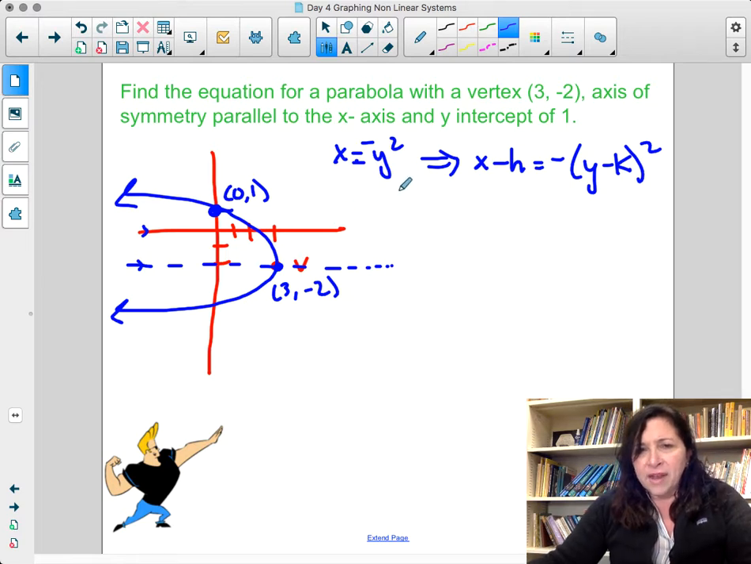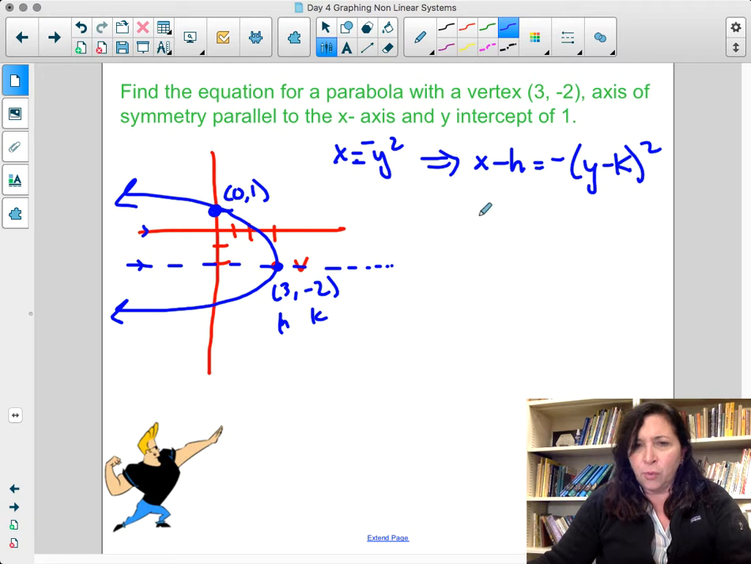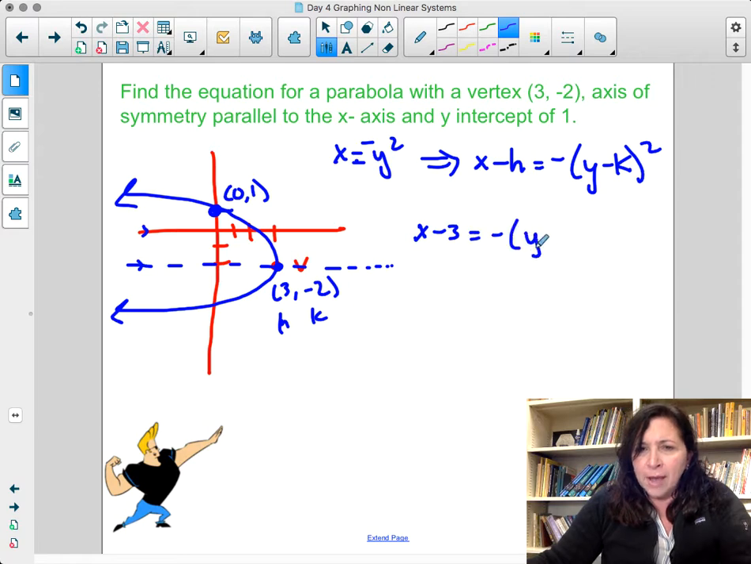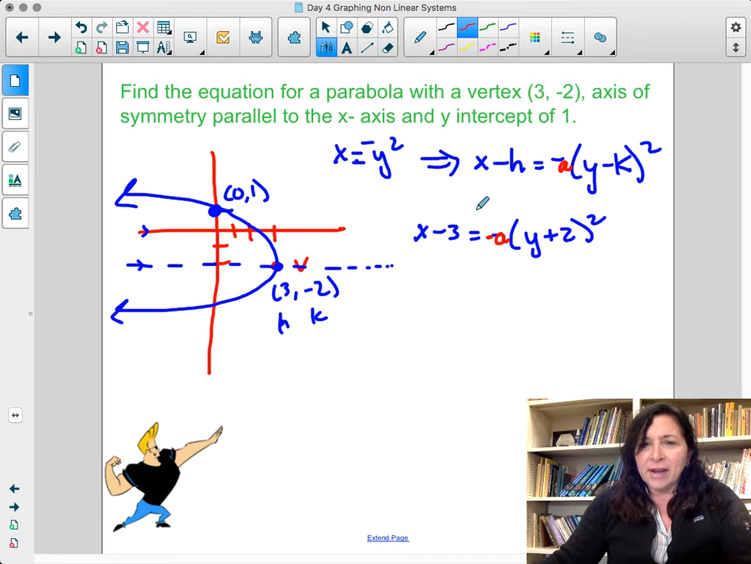And so what happens now is that we know h, k. This is my h, this is my k. You need to remember that the h is always going to go with the x, and the k is always going to go with the y. All right, so what we have is x minus 3, because that's your x coordinate, equals the opposite of y, and then that's going to be plus 2 quantity squared. But don't forget this, which I almost forgot, but I didn't: the a inside here. So that's negative a. Remember what a is? A is 1 over 4p, where p is the distance from my vertex to my focus.